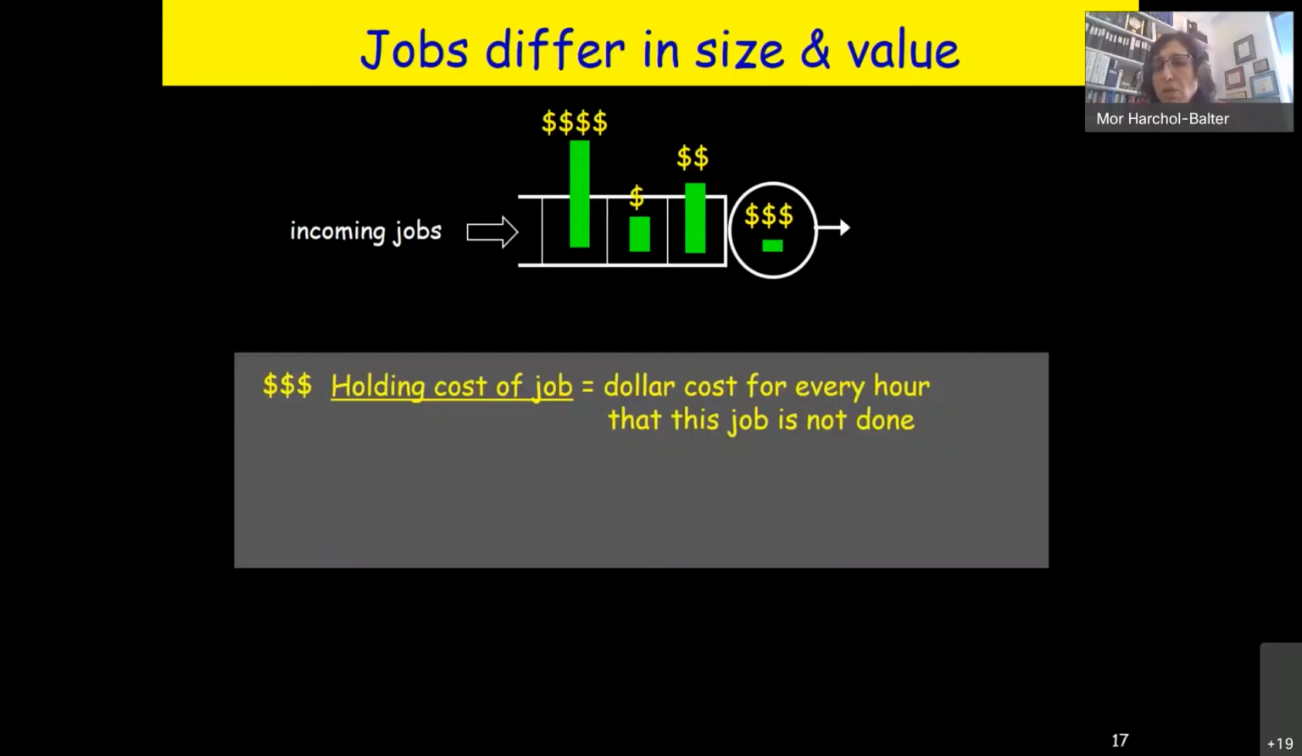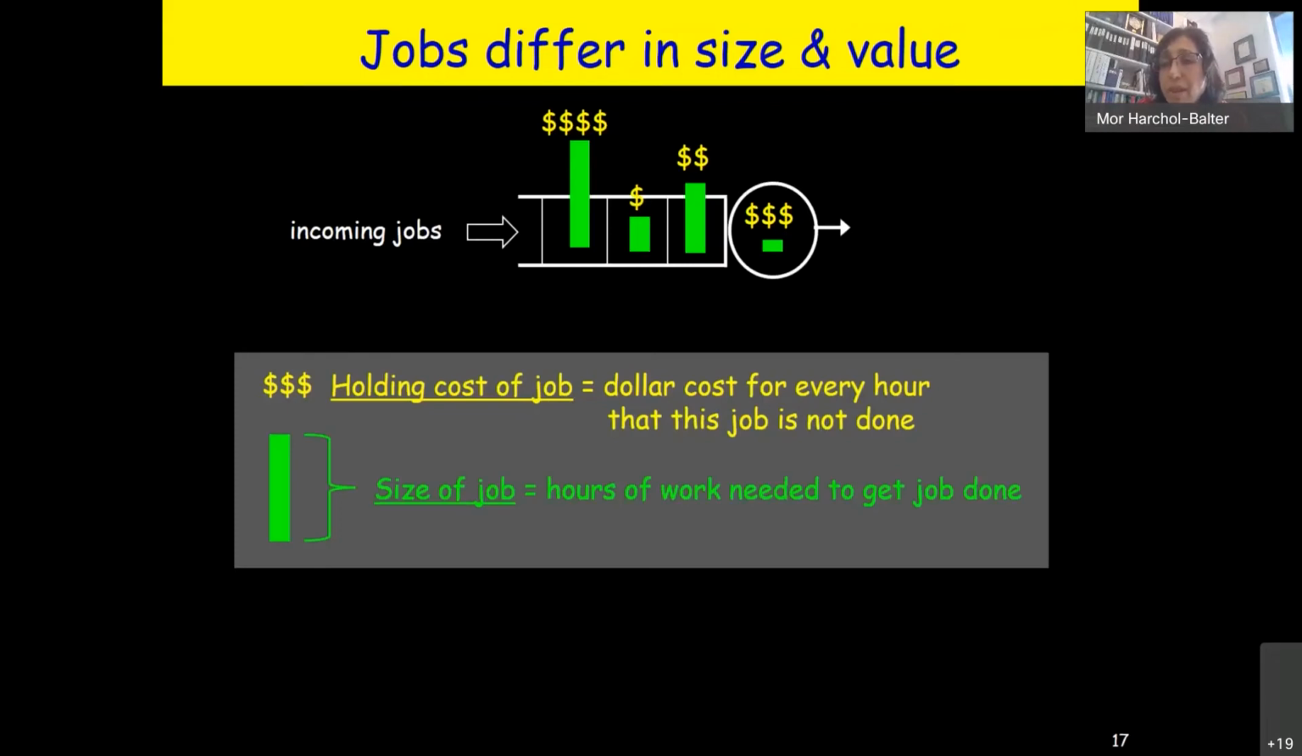So to make this formal, the dollar signs are indicating the holding cost of a job. This is the dollar cost for every hour that the job is not done. When the job is not done, it's costing me something for every hour. So think of these jobs, they're not necessarily compute jobs. They might be like, should I repair this machine? If I don't repair this machine, it's going to cost me $100 for every hour the machine isn't repaired because it's not able to process jobs. But then there's also the size of the job, which is the number of hours of work needed to get the job done.